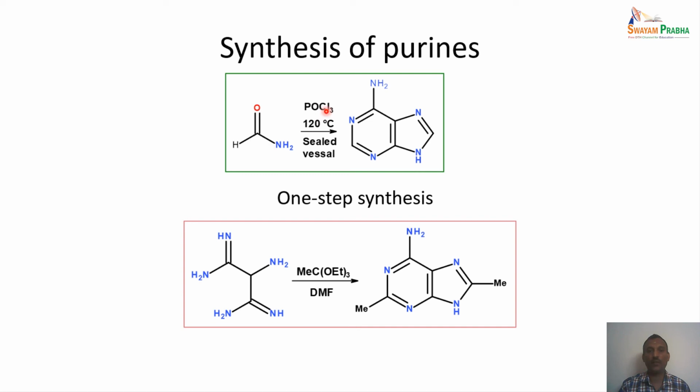Then formamide with POCl3 on heating in a sealed tube leads to substituted purine as shown here, and there is also another one-step method where these two reagents actually react together to give the substituted purines.